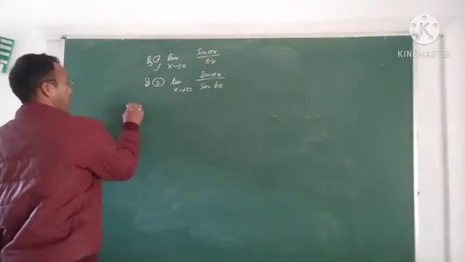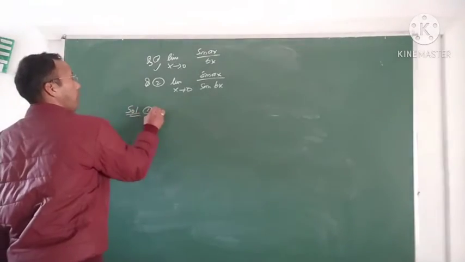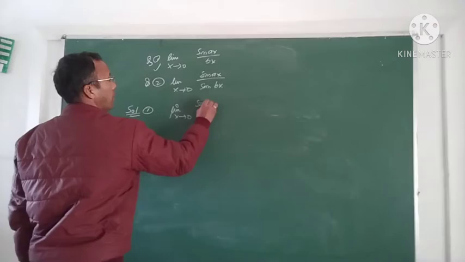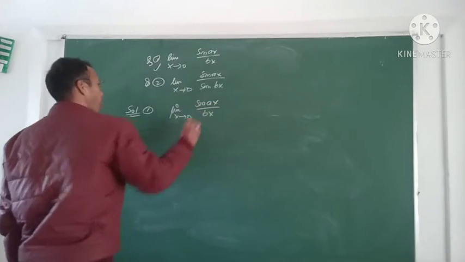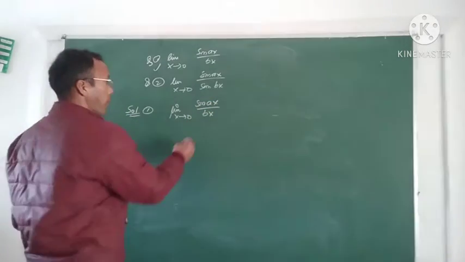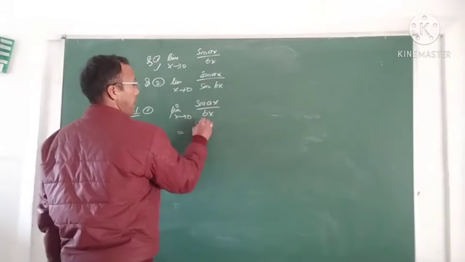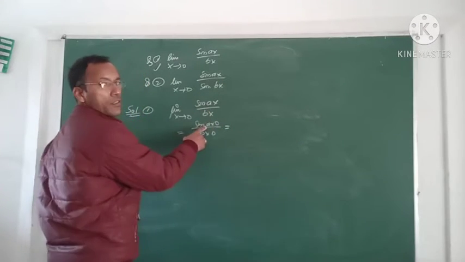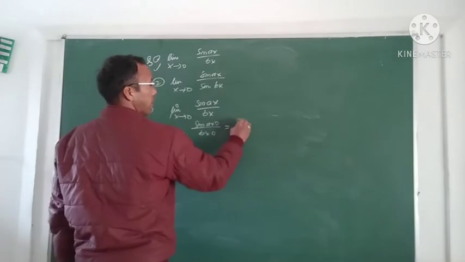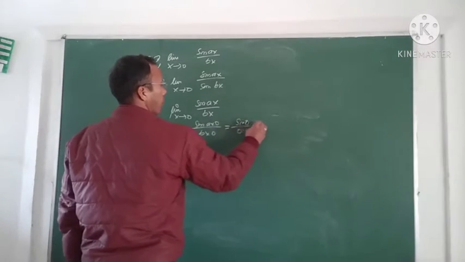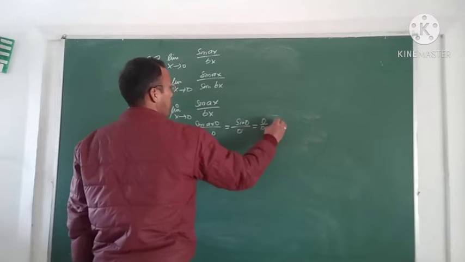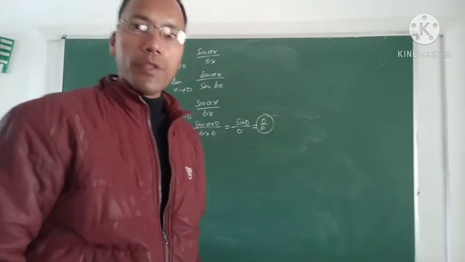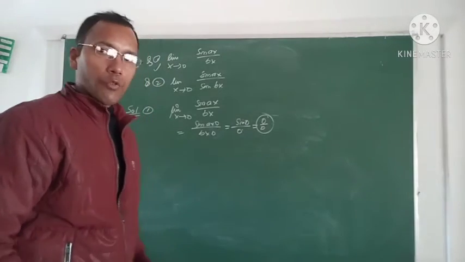So now the solution of question number 1: limit x tends to 0 of sin ax upon bx. If I put in the value, this is sin a into 0 divided by b into 0. That is the angle which is multiplied, so this is sin 0 upon 0. That is, sin 0 is 0, so 0 upon 0. This is an undetermined form, so we have to remove this undetermined form to solve the problem.